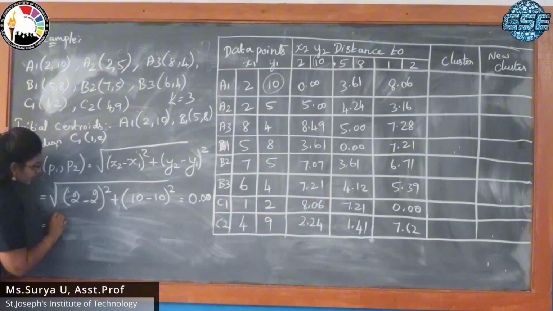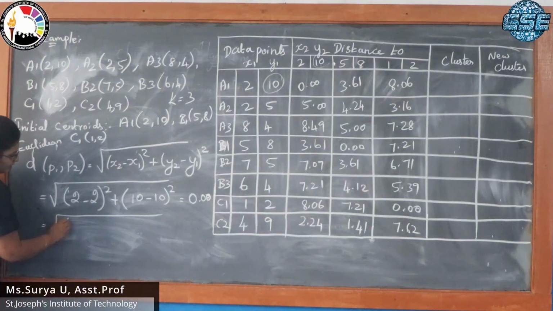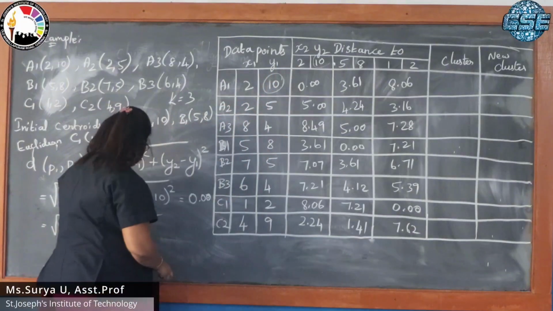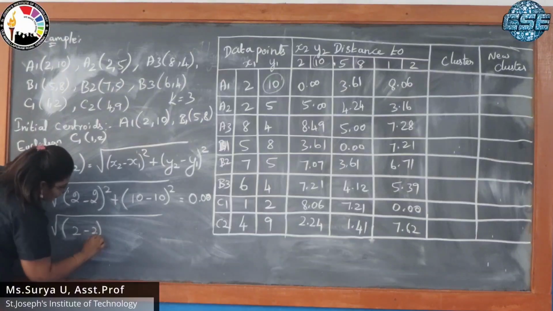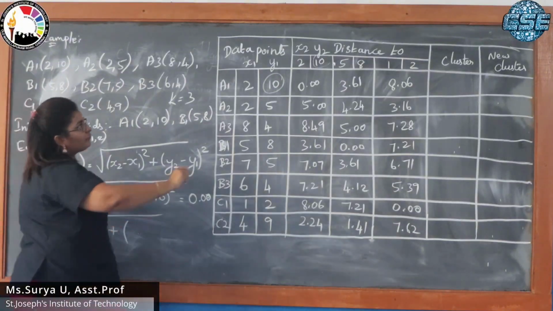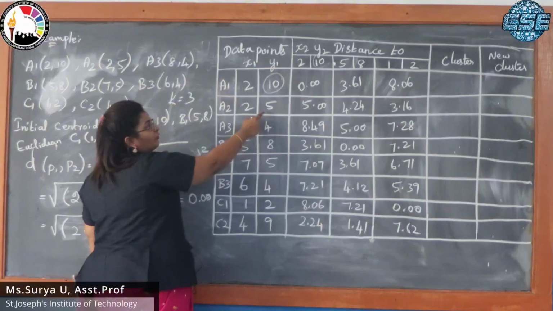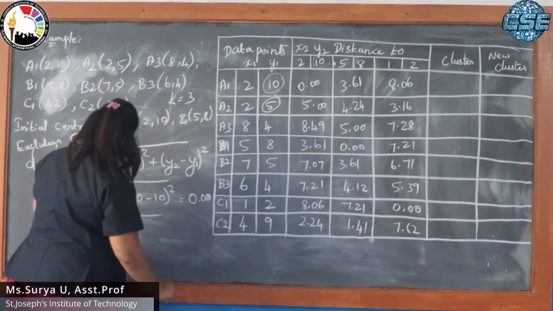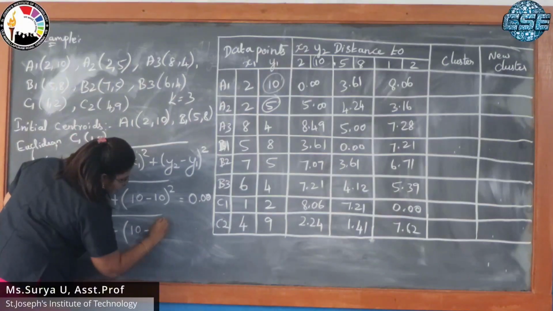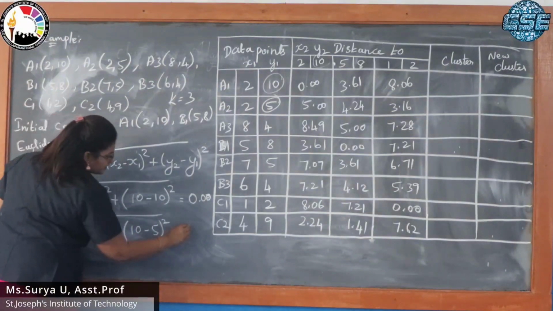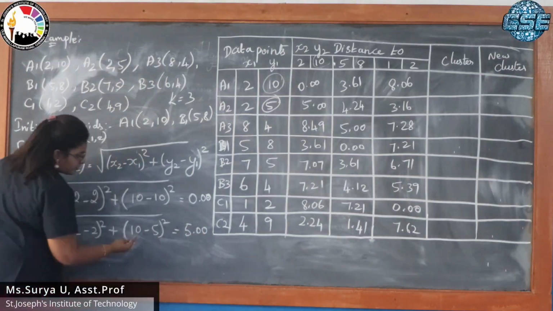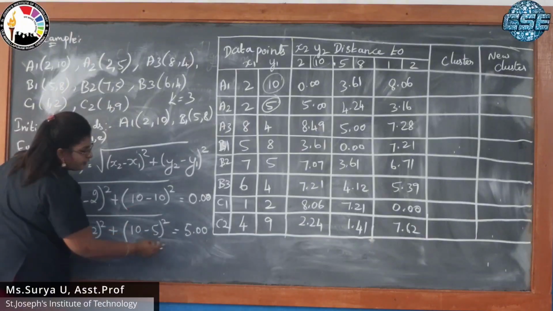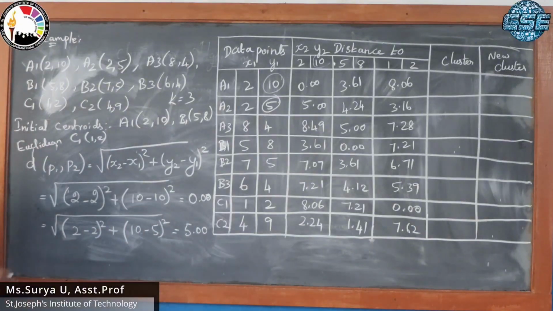So what is the value? Again square root of, what is the value of x2 here? x2 is again 2, x1 is 2. So (2 minus 2) the whole square plus, what is the value of y2? y2 is 10, but the value of y1 will be changed. Here the value of y1 is 5 now. So (10 minus 5) the whole square. What you will be getting? The answer is 5, because 10 minus 5 is 5. 5 square is 25. So if you are taking it out from the square root, you will be getting 5 as the answer. This is for the second one.